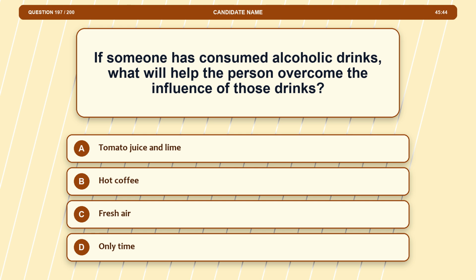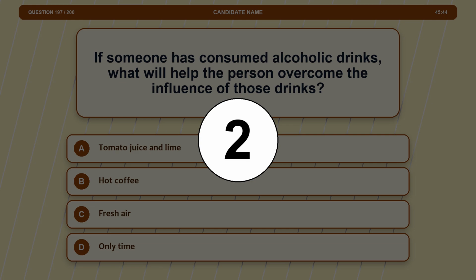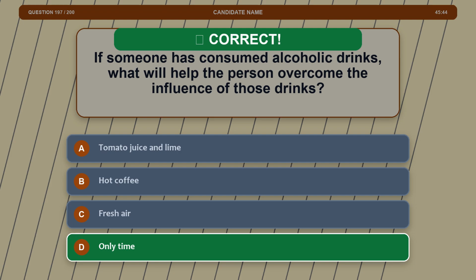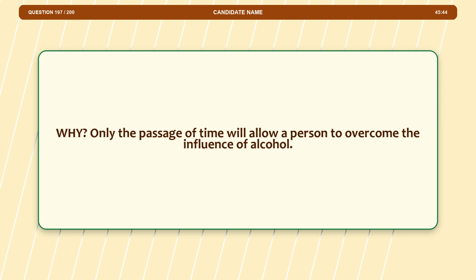Question 197. If someone has consumed alcoholic drinks, what will help the person overcome the influence of those drinks? Option A, tomato juice and lime. Option B, hot coffee. Option C, fresh air. Option D, only time. The correct answer is option D, only time. Explanation. Only the passage of time will allow a person to overcome the influence of alcohol.